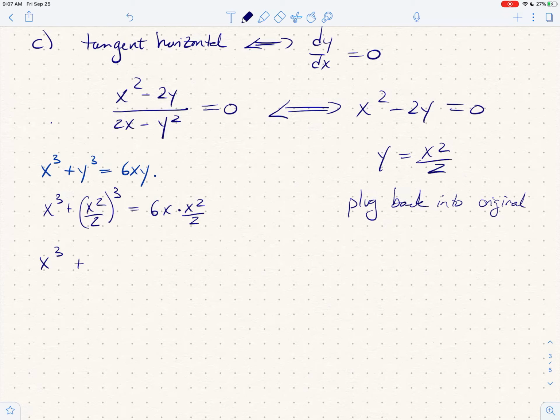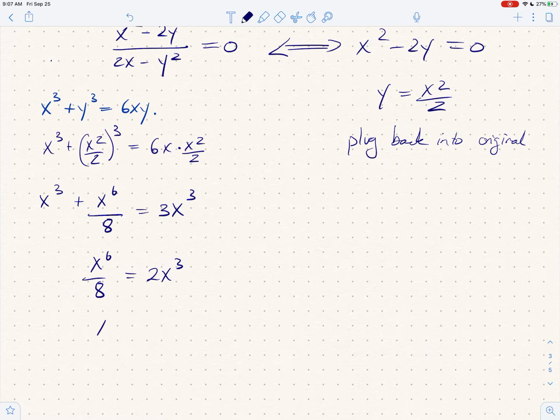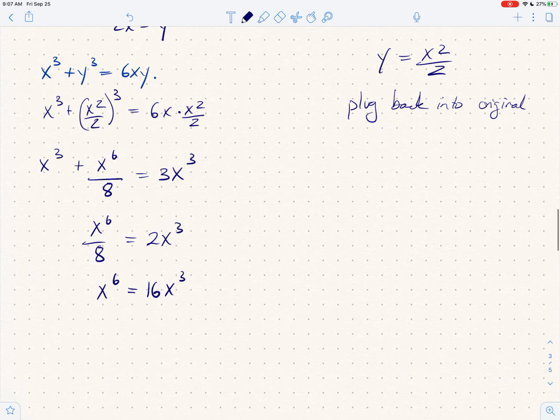All right, so at this point, I've got to do some very exciting algebra, so I get x cubed plus x to the 6 over 8 equals 3x cubed. So I'm going to move this over, and so I get what? X to the 6 over 8 is a 2x cubed, and so I get x to the 6 equals 16x cubed, right? And so now, typically speaking, you want to subtract and factor.